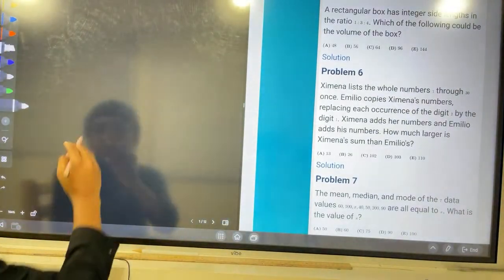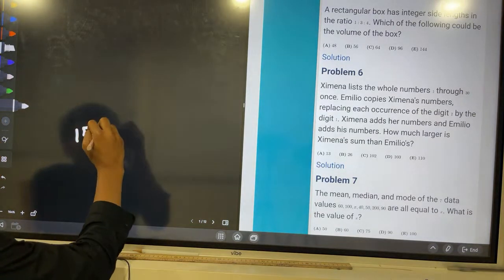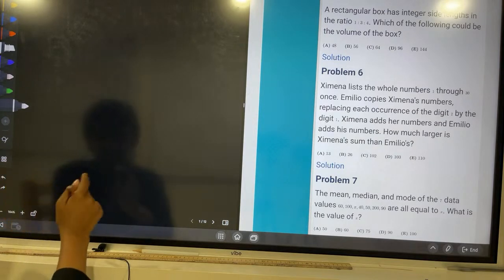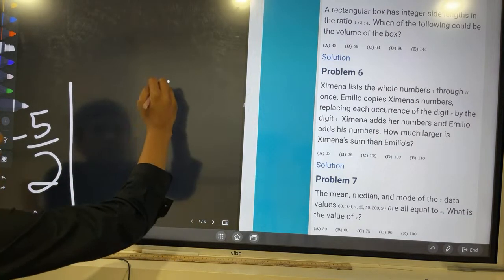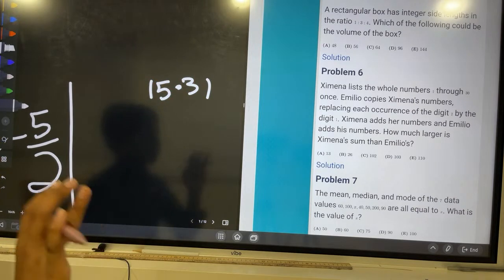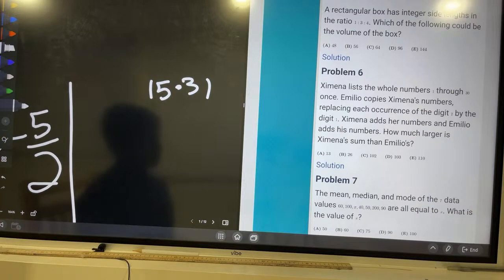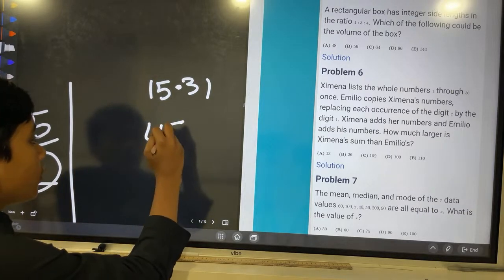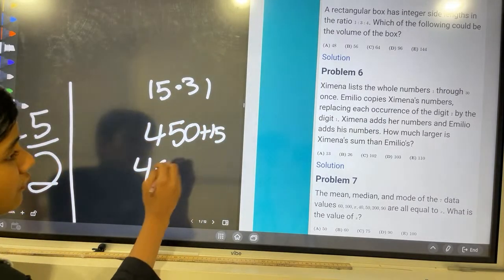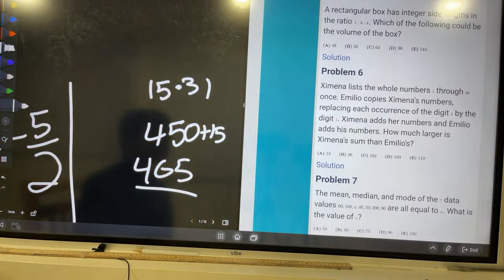So the sum of all the numbers 1 through 30 is 15 times 31. 15 times 30 is 450. So plus 15 is 465. And that's the sum of all Ximena's numbers.